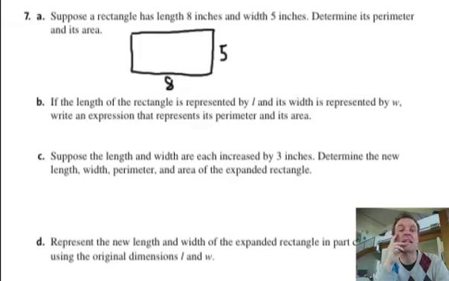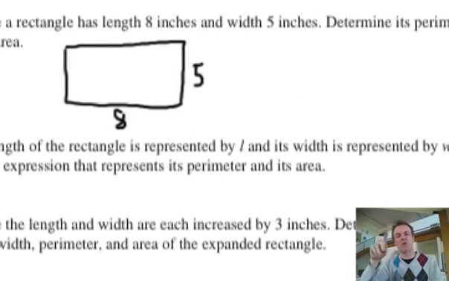Okay, so we've got a rectangle. Its length is 8 inches and width 5 inches. What's its perimeter and its area? Well, remember, perimeter is just the length all the way around. So we can say we've got a length of 8, a width of 5, another length of 8, another width of 5. If I add all those numbers, 8 plus 5 plus 8 plus 5.